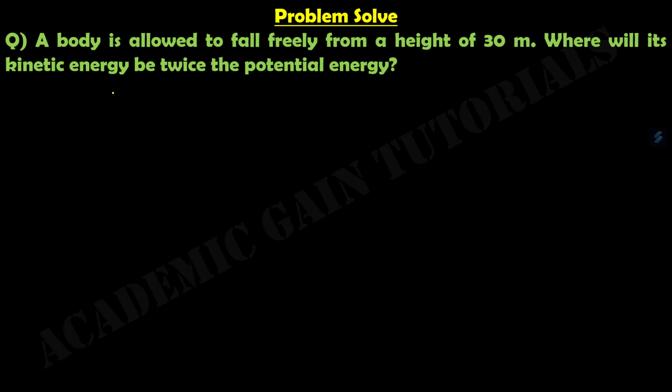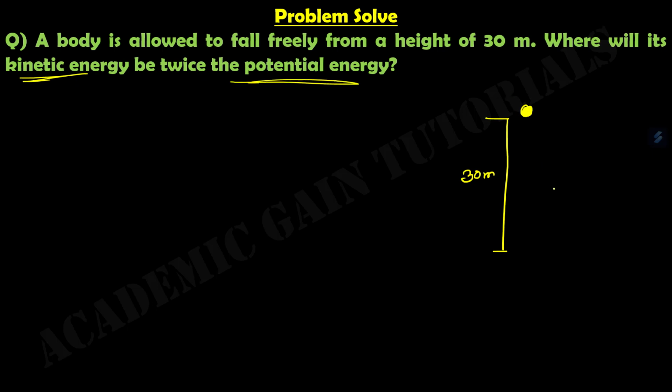Now, in this problem, the problem statement is: a body is allowed to fall freely from a height of 30 meters. So, suppose this is a height of 30 meters, and a body is allowed to fall freely from this height. It asks where its kinetic energy will be twice the potential energy.